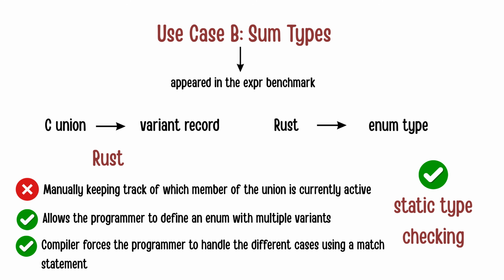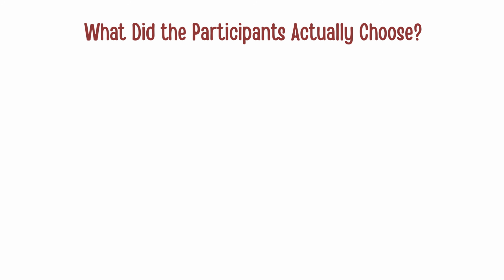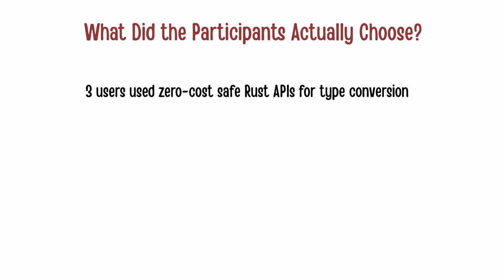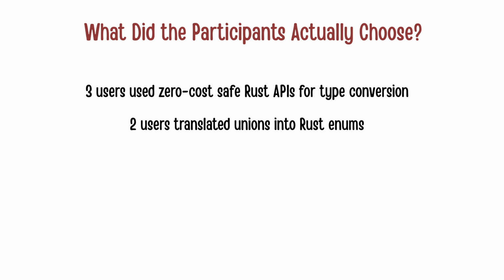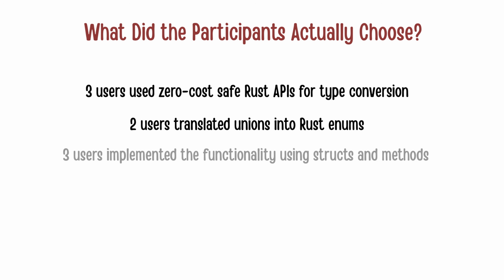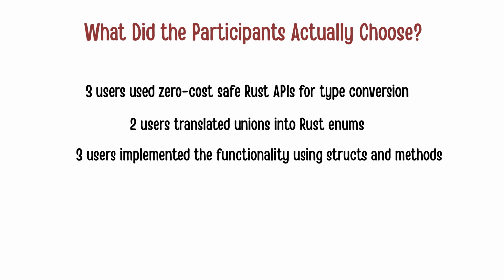Rust enums are also memory efficient. Their memory requirements are related to the largest variant, much like how a C union reserves enough space for its largest member. Across the translations involving unions, 3 users used zero-cost safe Rust APIs for type conversion, 2 users translated unions into Rust enums, and another 3 users implemented the functionality using structs and methods, although this could introduce more overhead.